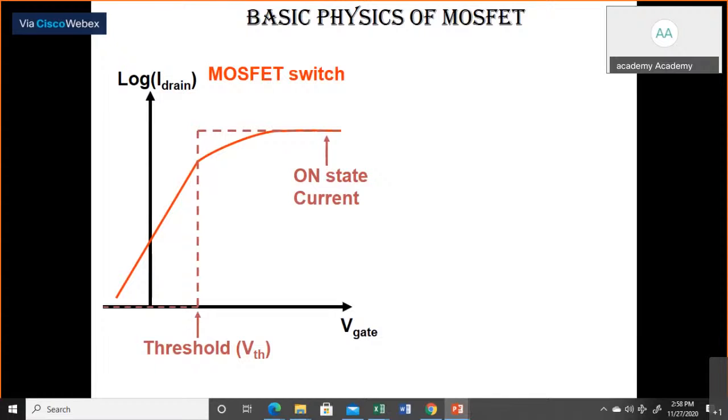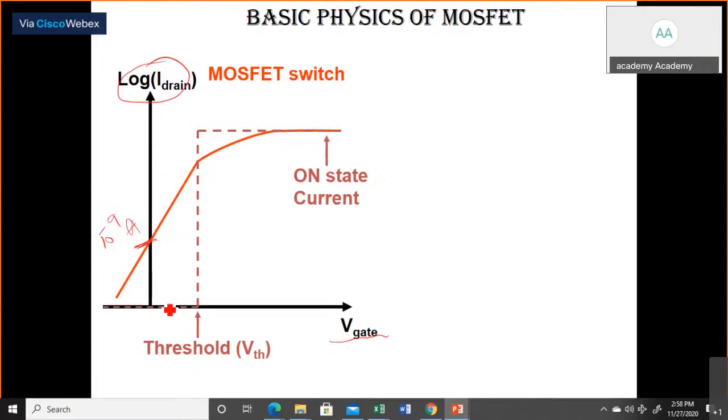So this graph is represented in terms of log ID, right? So it's not ID. Remember, this is log ID. So if we keep increasing, the log ID increases in order. Let's say this point is having some current. This is 10 to the power minus 9 ampere.